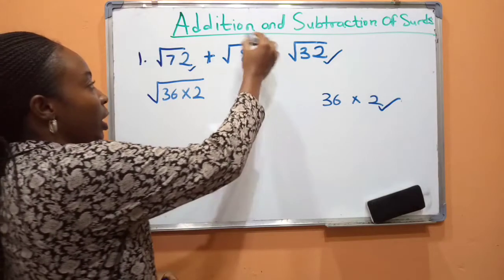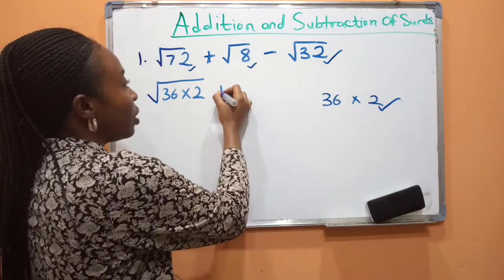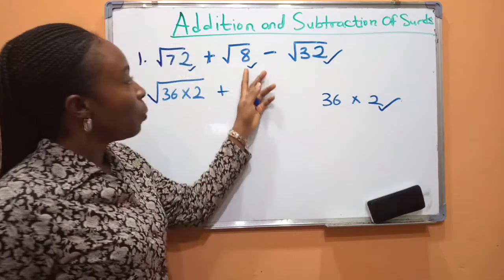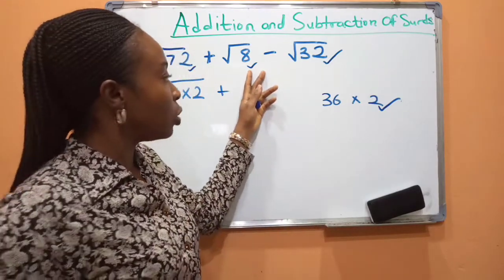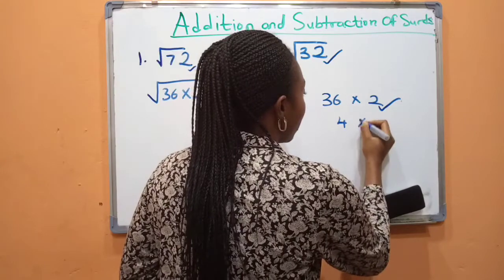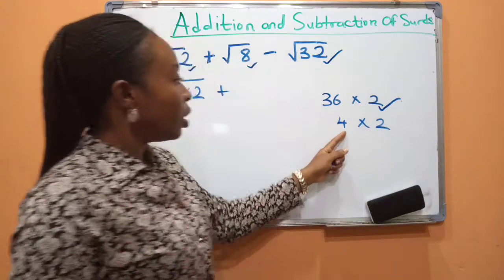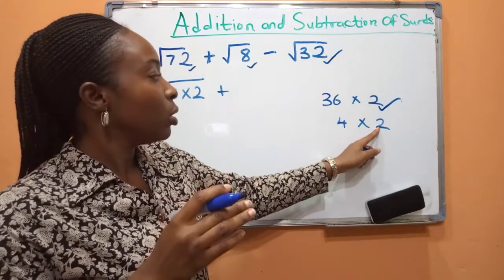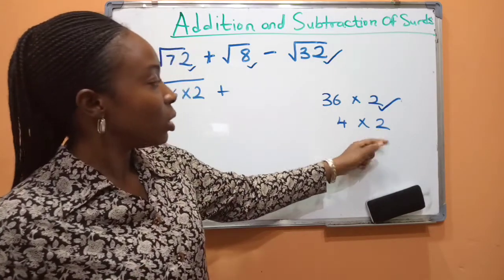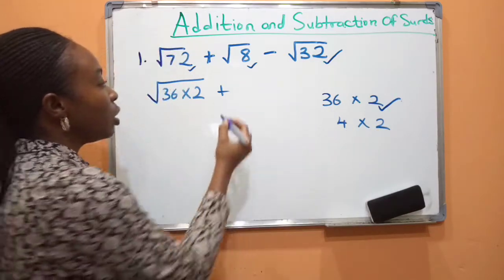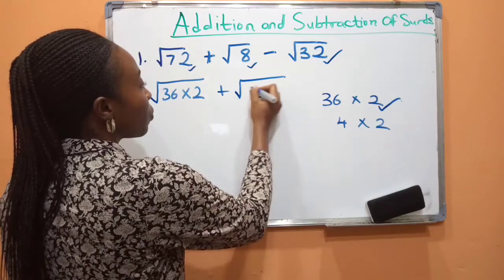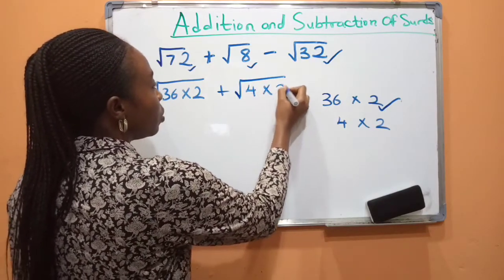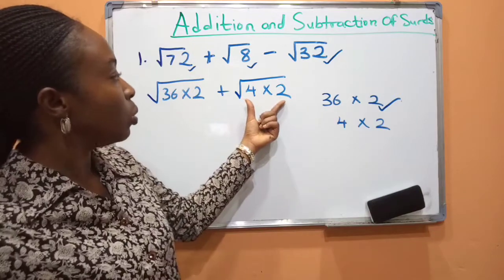Then let's look at 8. To break down 8, the two possible factors are 4 and 2. 4 times 2 gives us 8, and 4 is a perfect square, and 2 cannot be further simplified. So this is the right one we can use. So we are going to have the root of 4 times 2 combined.